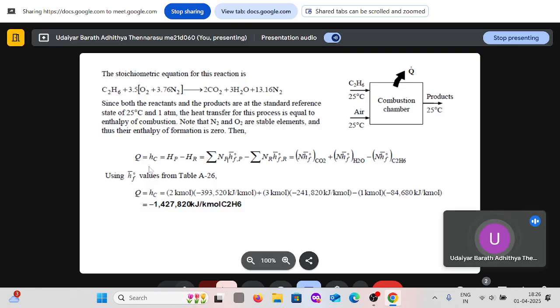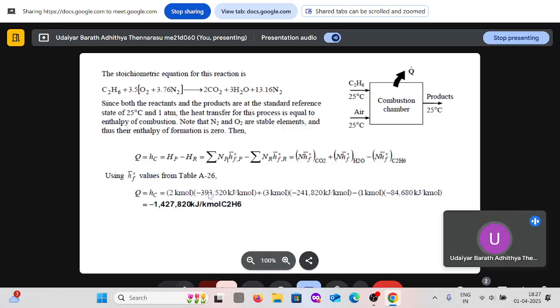So the final expression will look like Q is the enthalpy of product minus the enthalpy of reactant. The enthalpy of product is moles times the enthalpy of formation of CO2 plus delta H, which will be 0 because both are at standard reference temperature, plus moles times the enthalpy of formation of water, and nitrogen will be 0. Minus the enthalpy of reactant, which is moles times the enthalpy of formation of ethane. Now substituting the enthalpy of formation values for CO2, water and ethane.